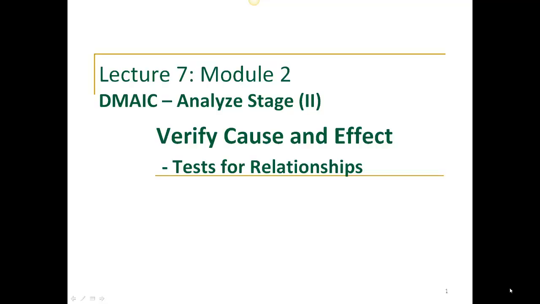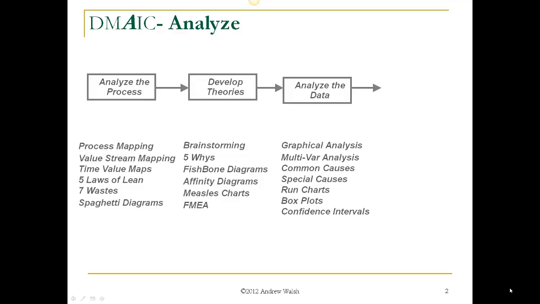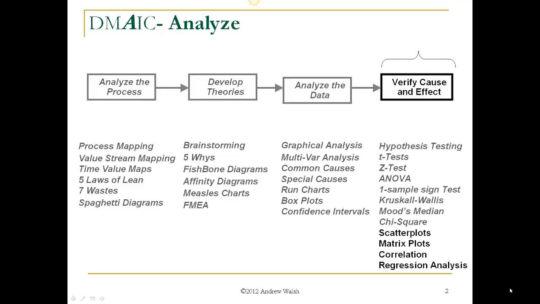Lecture 7, Module 2, DMAIC, Analyze Stage 2. Verify cause and effect, tests for relationships. In this module, we'll be looking at tests for relationships, so looking at scatter plots, matrix plots, correlation, and regression analysis.